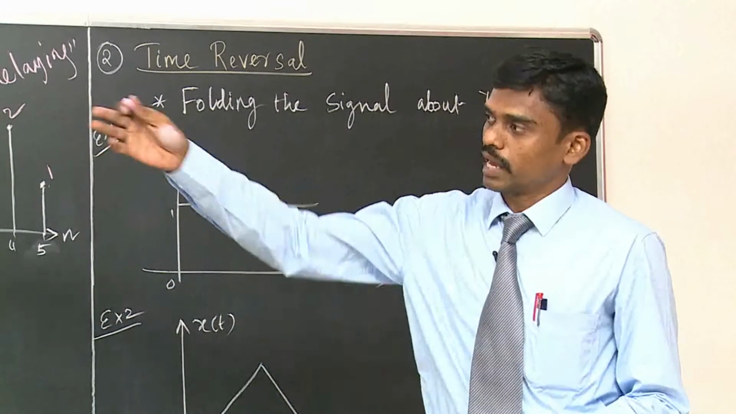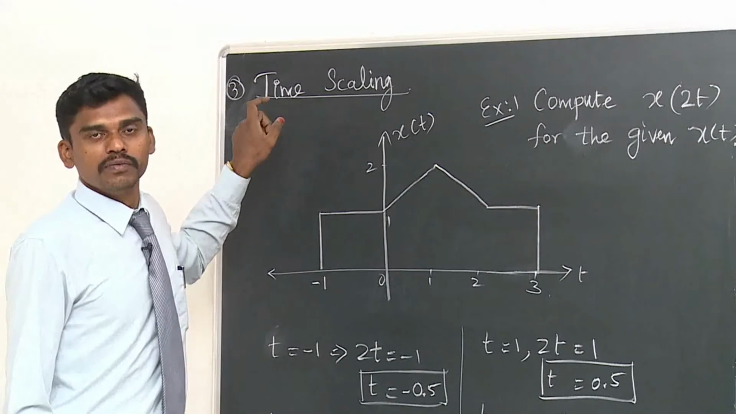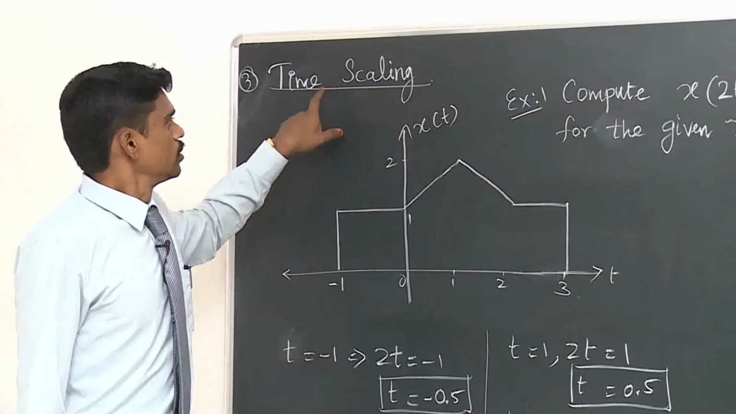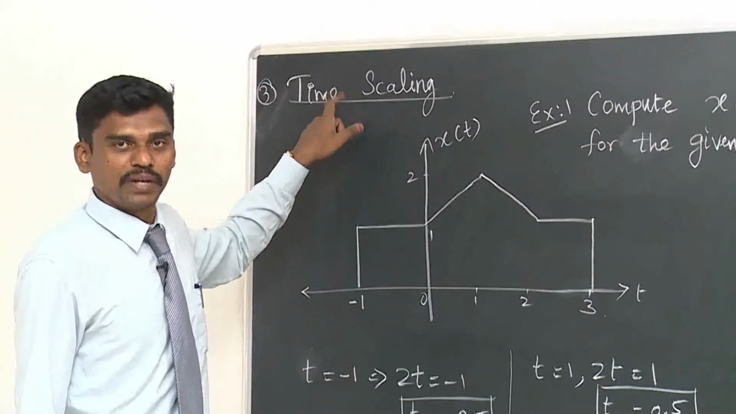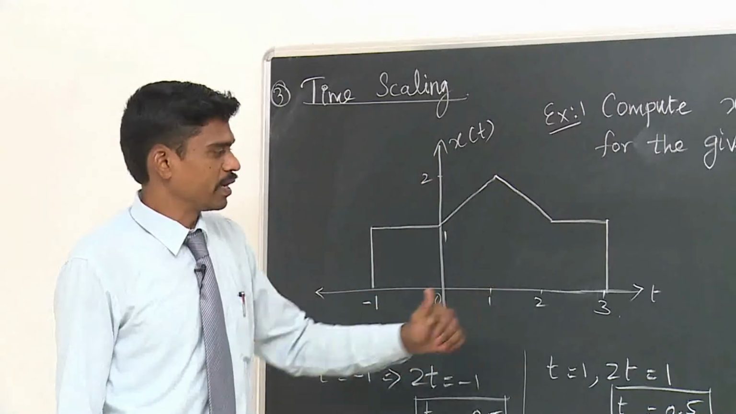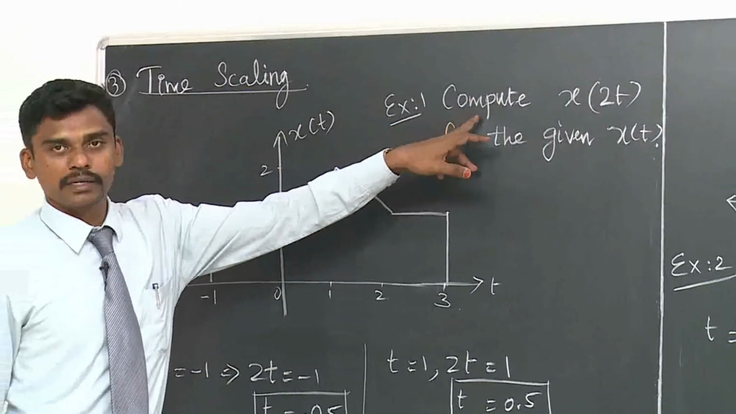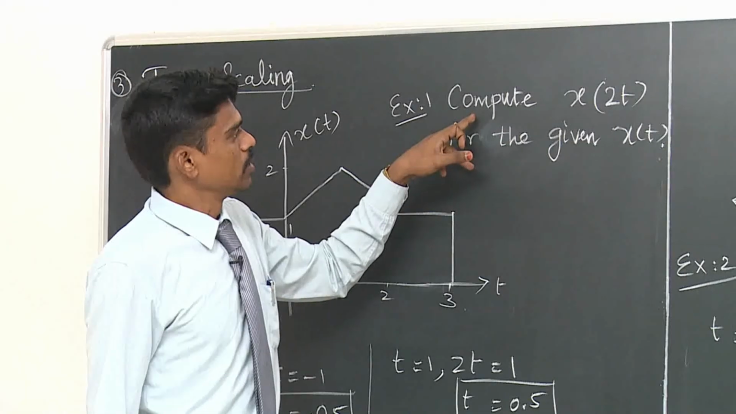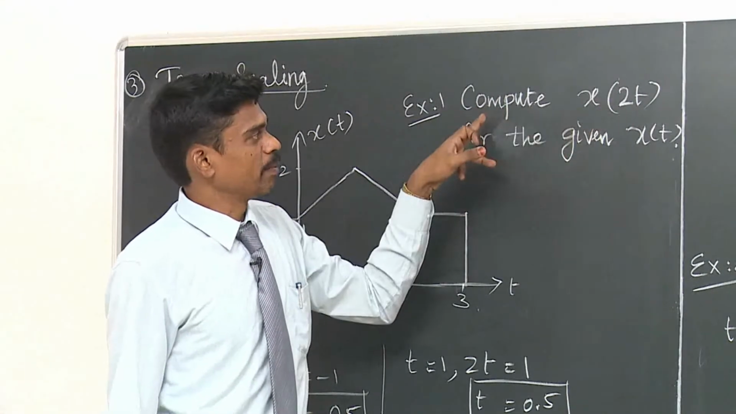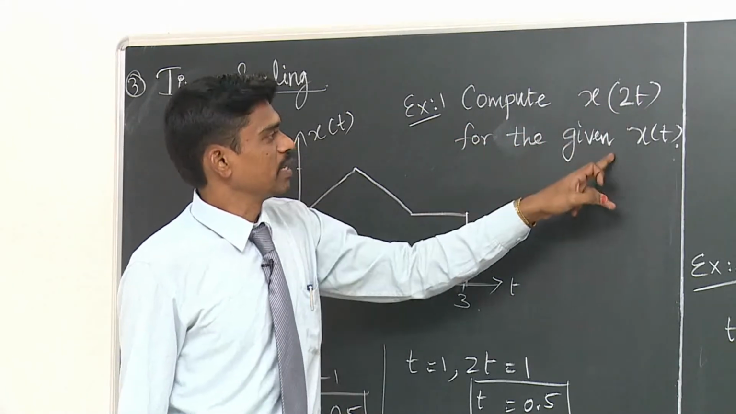Next we will see the time scaling operation. The next operation we are going to study on the signal is time scaling. Already we have discussed time shifting. Now we are going to discuss the time scaling operation with an example. So I have taken an example. The given example is: compute x of 2t for the given signal x of t.